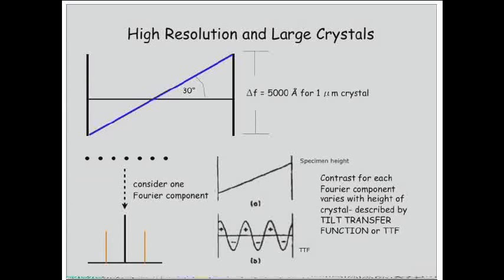And the effect can be described by this function here. This is a tilt transfer function. It's describing how the contrast of a particular Fourier component is oscillating as we travel across the specimen. So we're going from positive to negative, back to positive, negative. It's a sinusoidally varying oscillation between positive and negative contrast as you travel across the crystal.